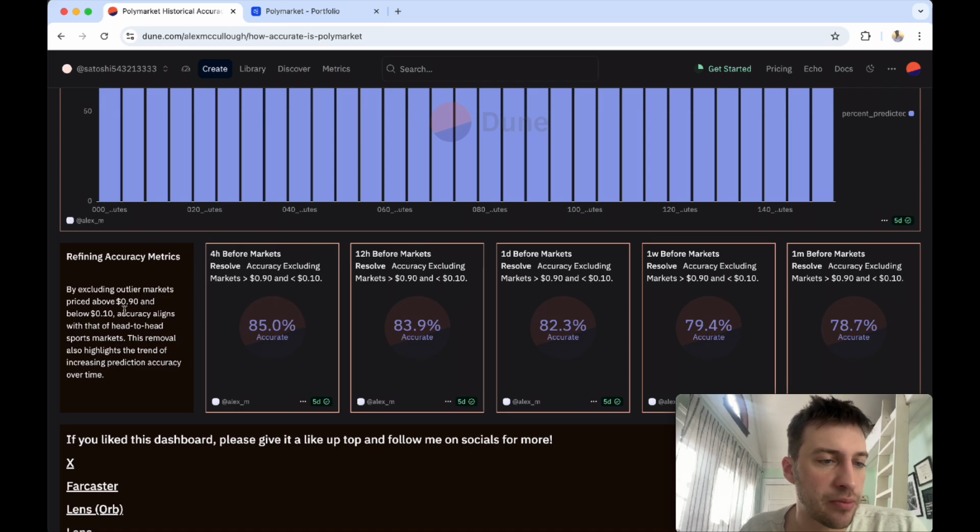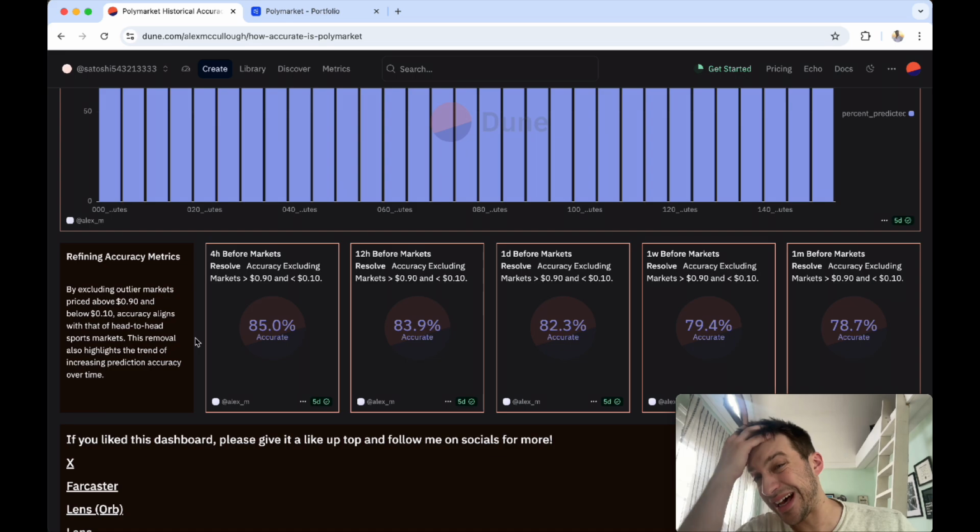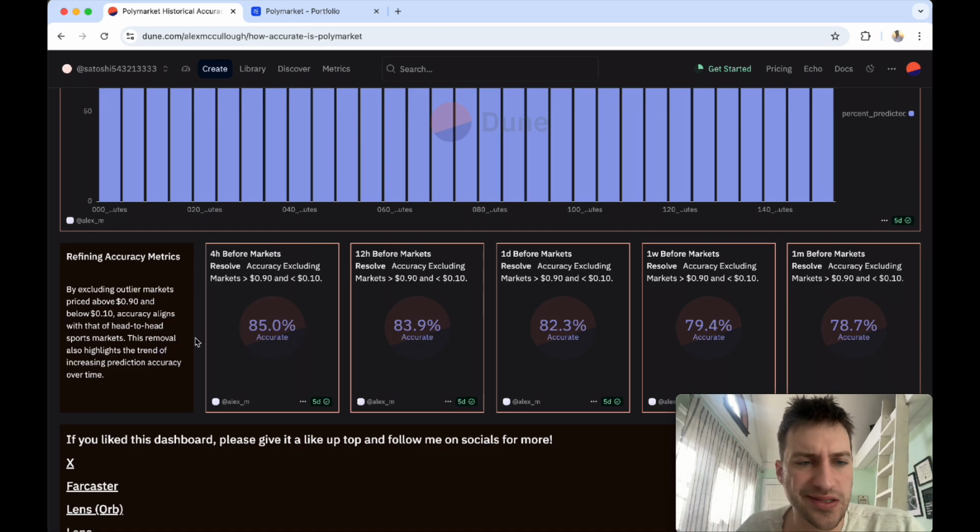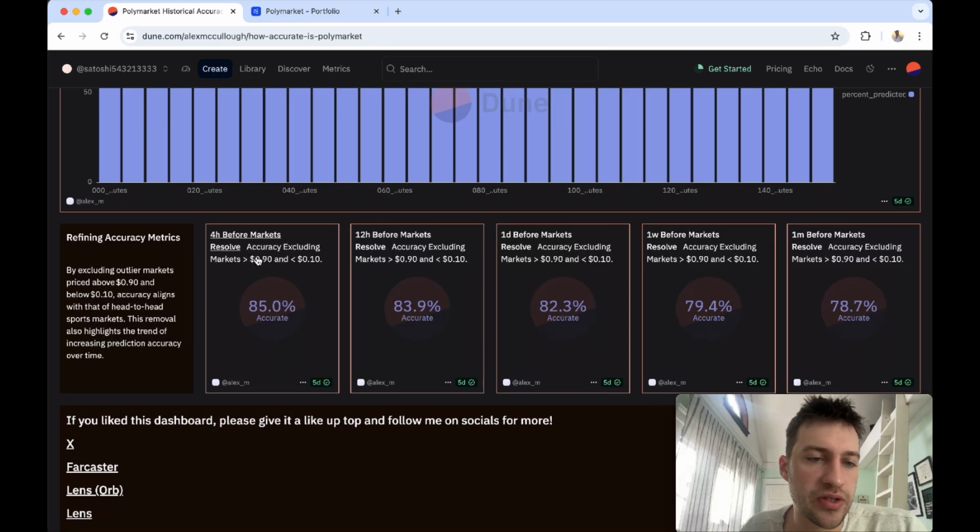By excluding outlier markets priced above 90 and below 10, we can see accuracy with other sport markets. So what this is essentially doing, guys, is just looking at everything that's not above 90% and below 10% to show you more competitive things, okay? So as you can see here, 4 hours before the markets resolved, excluding outliers, 85% of the time, the leading market wins. As you can see here, 1 week before, 1 month before, 12 hours before.